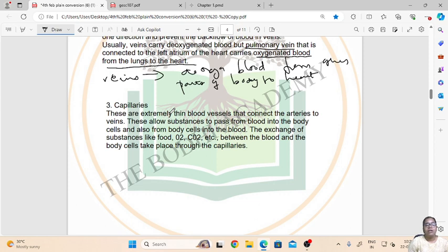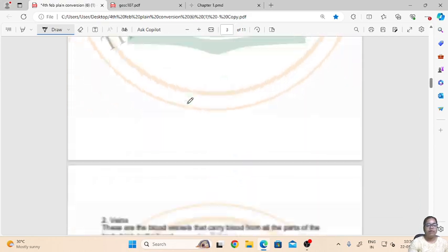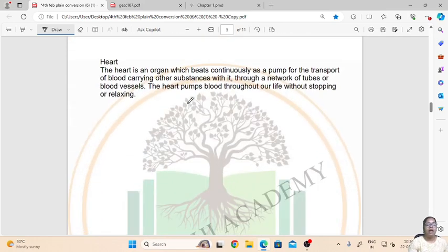These are extremely thin blood vessels that connect the arteries to the veins. This allows substances to pass from blood into the body cells and also from body cells into the blood, and the exchange of substances like food, oxygen, carbon dioxide between the blood and the body cells takes place through capillaries. So capillaries are basically the division of the arteries and veins. Now we have seen the three types of vessels, that is arteries, veins and capillaries. Now let us move to the organ which helps in circulation, that is heart.